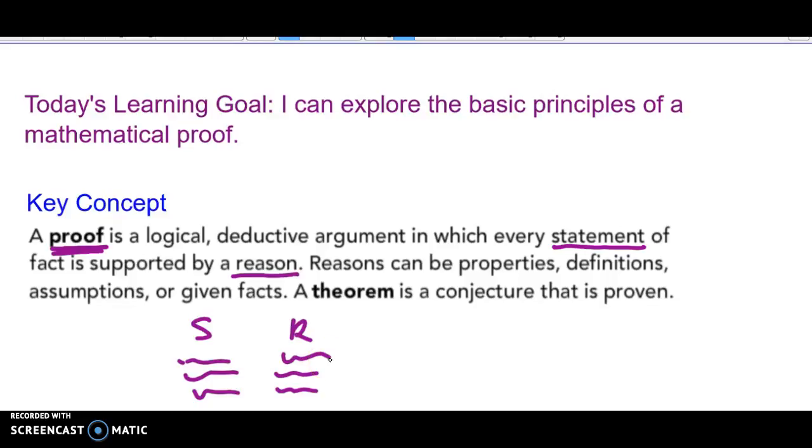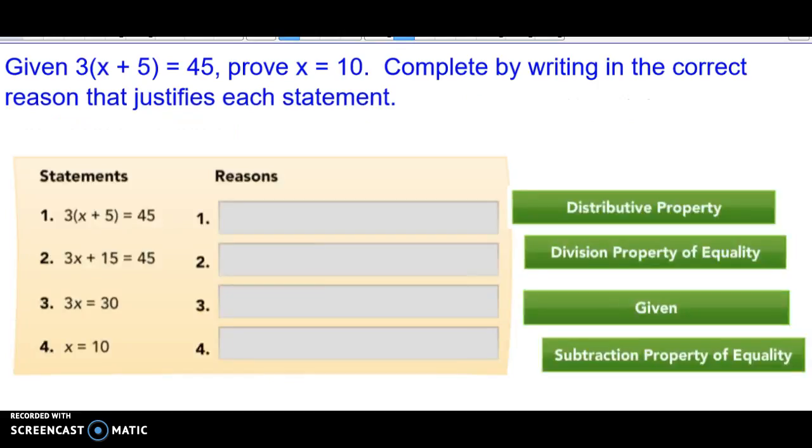So when we talk about a proof, that's different than a theorem, in the sense that a theorem is a conjecture that is proven. So theorems can have a list of statements supported by reasons to back them up. So let's take a look.